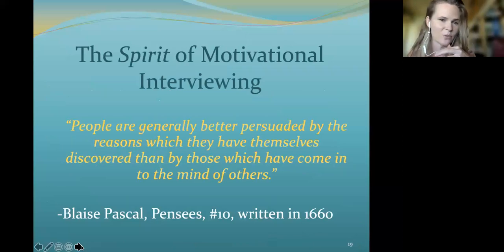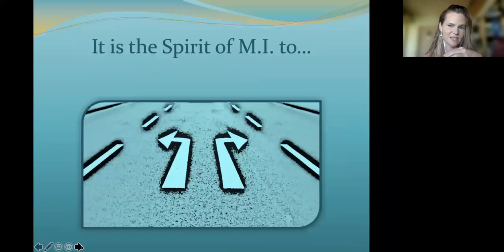So now we'll wrap up with the spirit of motivational interviewing, which is nicely encapsulated by Blaise Pascal's quote from several hundred years ago. People are generally better persuaded by the reasons which they have themselves discovered than by those which have come into the minds of others. So if that's all you take away about the spirit of MI, you'll be doing pretty good. It really does sum up that idea that we cannot foist our values and intentions and goals onto our patient and expect them to sustain those changes. It's really about what they can come up with on their own terms.